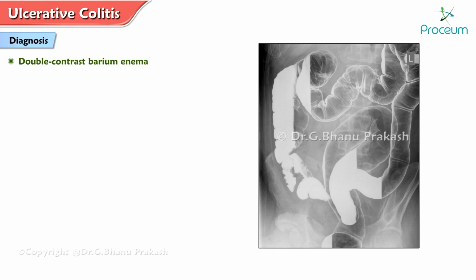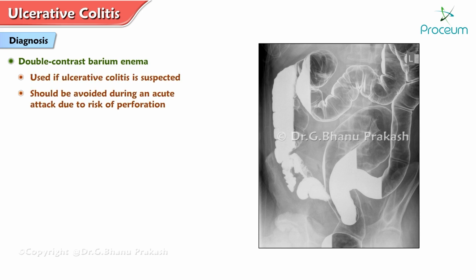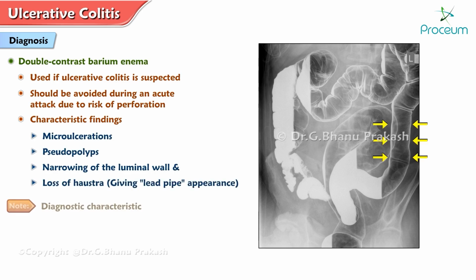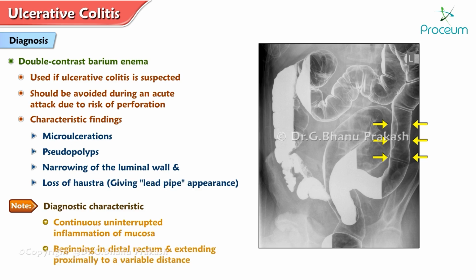Double contrast barium enema can be used if ulcerative colitis is suspected, but should be avoided during an acute attack due to the risk of perforation. Characteristic findings on barium enema include micro-ulcerations, pseudopolyps, narrowing of the luminal wall, and loss of haustra, giving a lead pipe appearance. Note: the diagnostic characteristic of ulcerative colitis is continuous uninterrupted inflammation of the mucosa, beginning in the distal rectum and extending proximally to a variable distance.